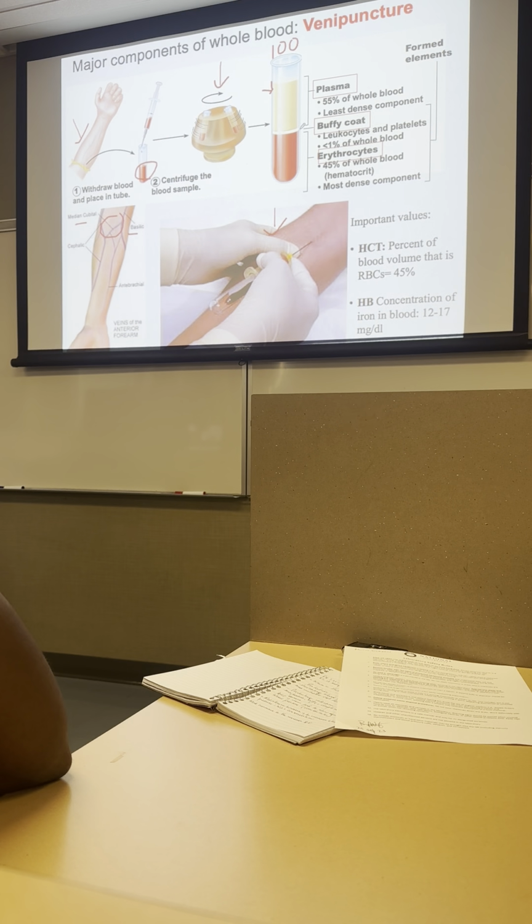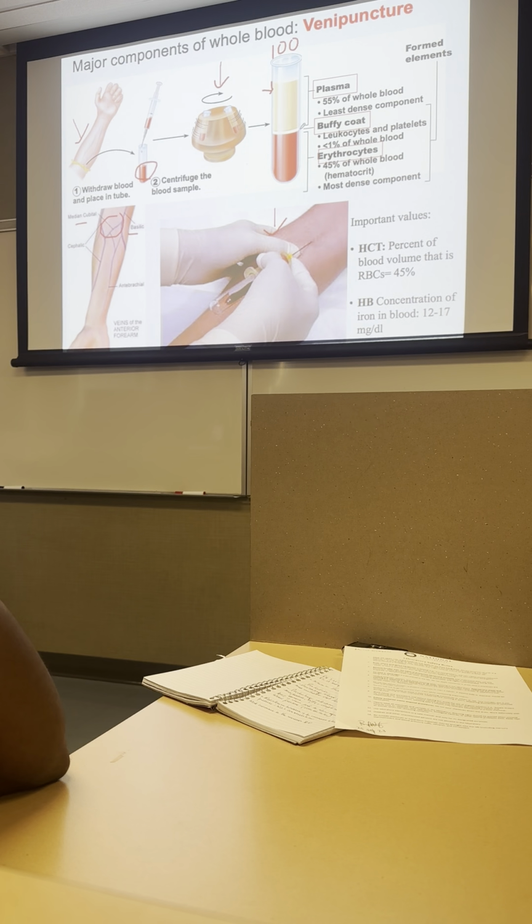So this bit is made up of what? It's white, right? So what element is this? It's the leukocytes and platelets. So both leukocytes and platelets are found in this little coat called the buffy coat. Buffy coat. Where does the buffy coat sit? On top of your RBCs.